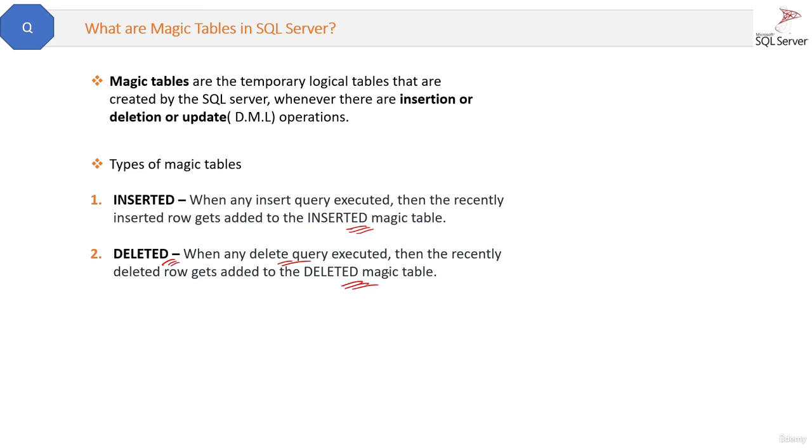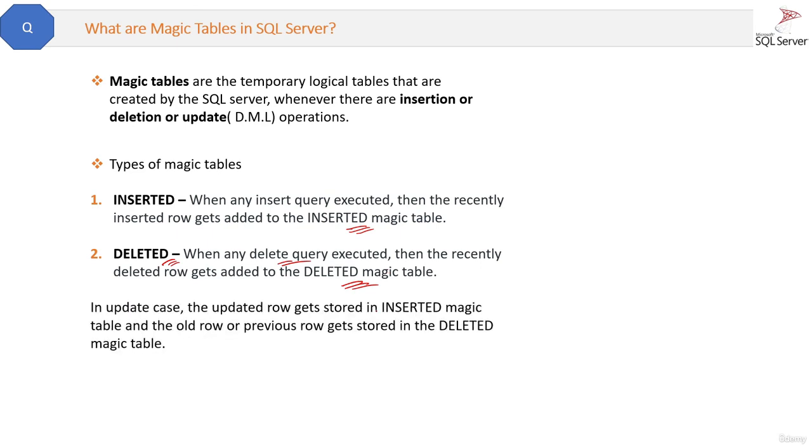Now you will say, what about the update query? In an update query, the updated row gets stored in the inserted magic table, the new updated row, right? And the old row, the previous row before the update, will be stored in the deleted magic table, right? So there is one row before the update which will be in deleted, and the new row after the update will be in the inserted magic table. I hope you got it.